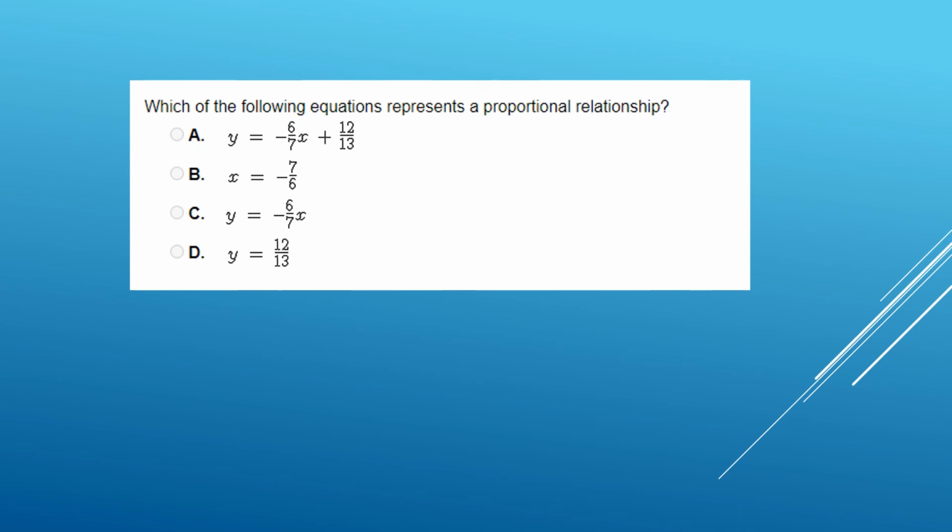Which of the following equations represents a proportional relationship? Okay, a proportional relationship is one that goes through the origin, which means that you're only going to have a y equals mx relationship, or equation. That means there's nothing added or subtracted. So this one is out because something's added. I also have to have an x, and I have to have a y. So B is missing a y, D is missing an x. So my answer is C.